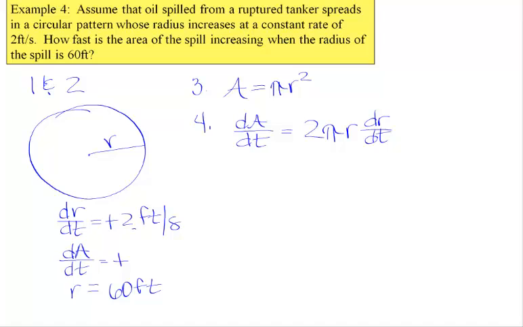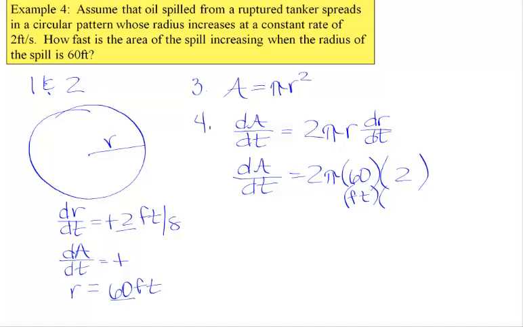Plug in any information that was given to you. They gave me R. They gave me dr dt. They said R was 60. They said dr dt was 2. R is 60 feet, by the way, and dr dt is feet per second. That is going to help me make sure that I come up with the correct units to the rate of change of area.